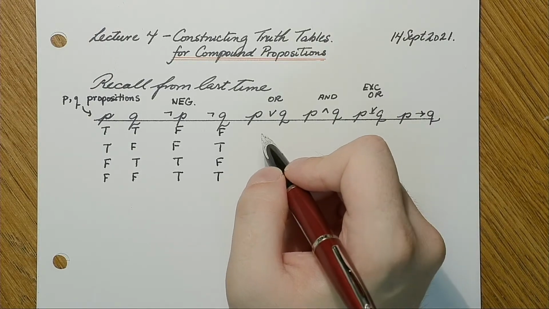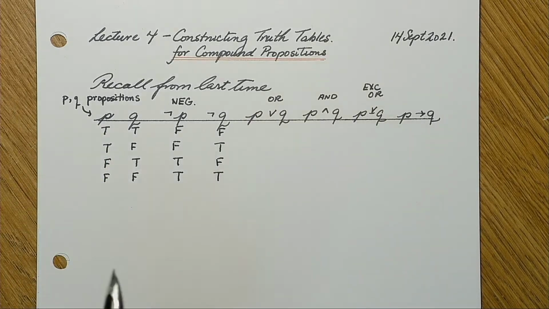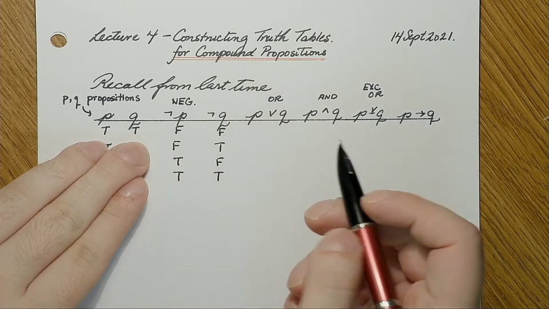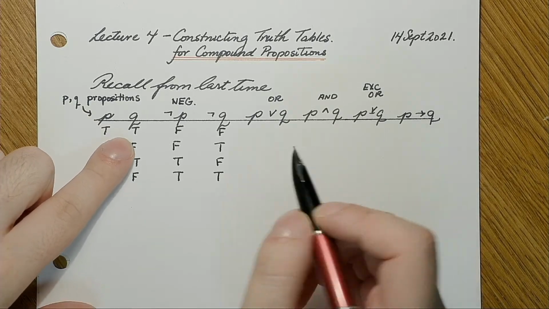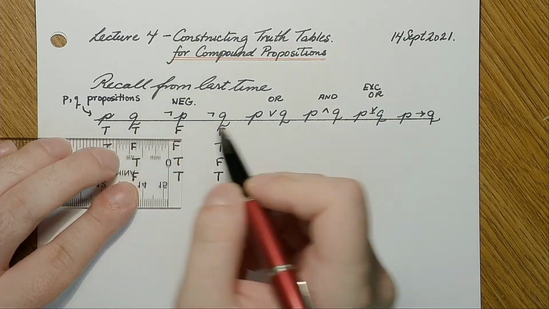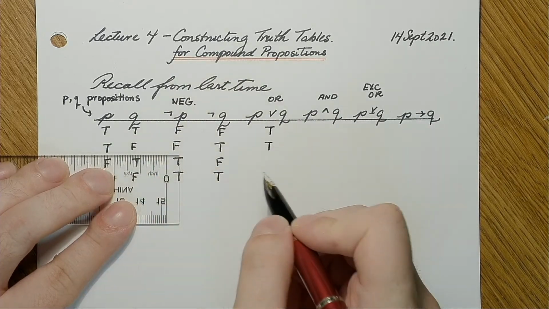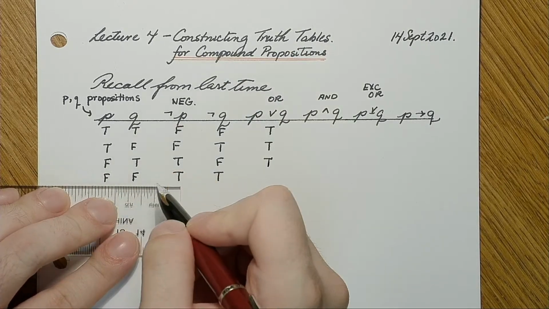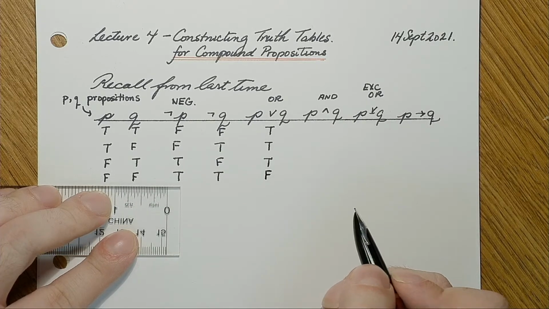When we have the or, at least one of the propositions has to be true. So all I have to do is I look at these two right here. So as I go down, right here, TT, so that is true, because at least one of them is true. T and F, well, the P is true, so that's fine. The Q is true, so this is good. And I don't have any of them as true, so this is false. So there's that truth table for that one.